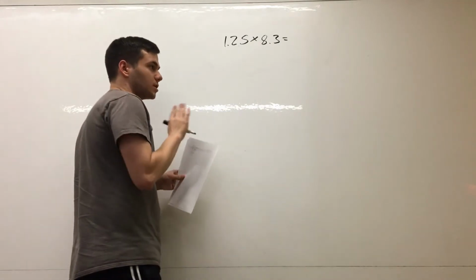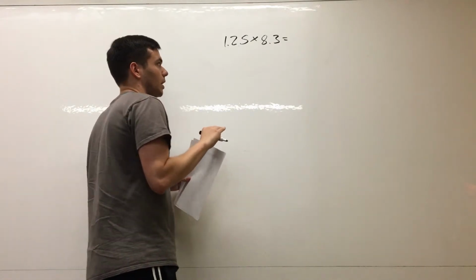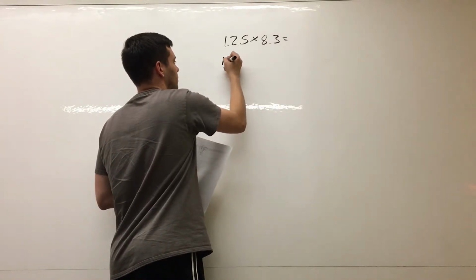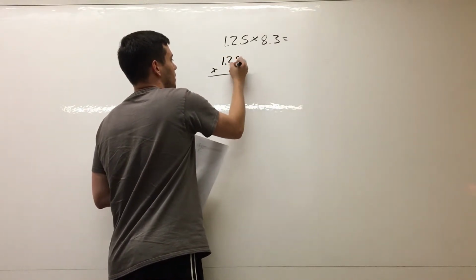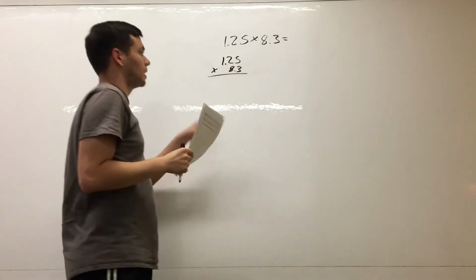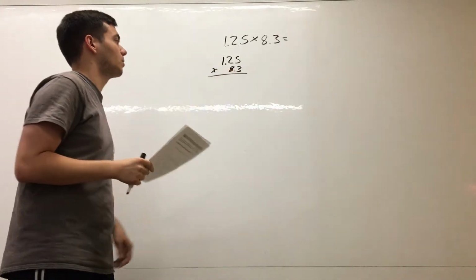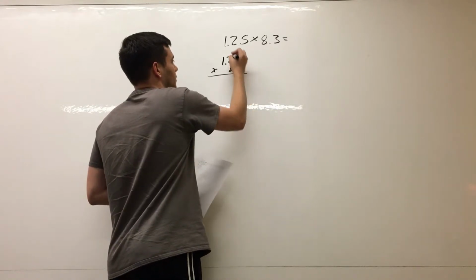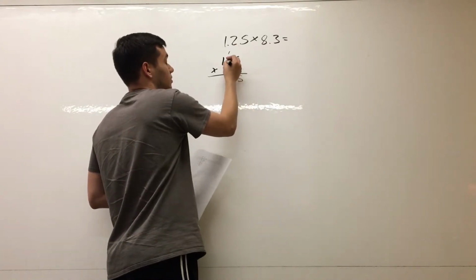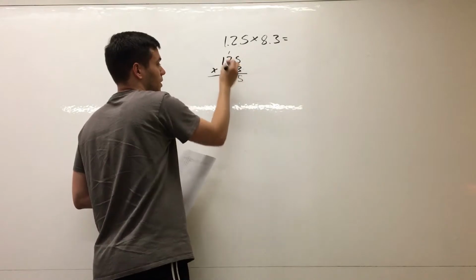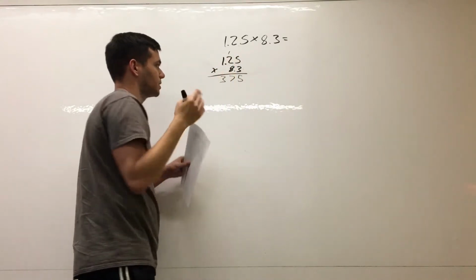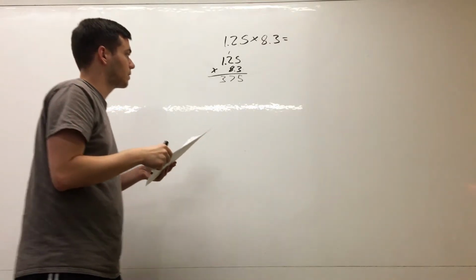So just multiply just like you would with regular numbers. So we do 125 times 8.3. Notice you don't need to line up the decimal place anymore. So 3 times 5 is 15. 3 times 2 is 6, plus the 1 is 7. 3 times 1 is just 3. So I multiplied just like it was regular numbers.